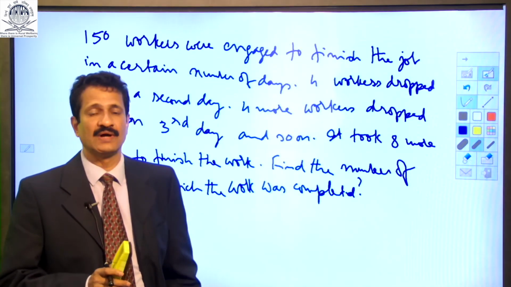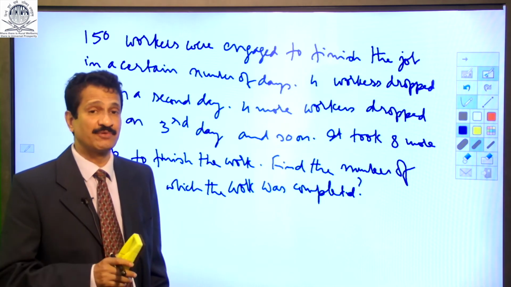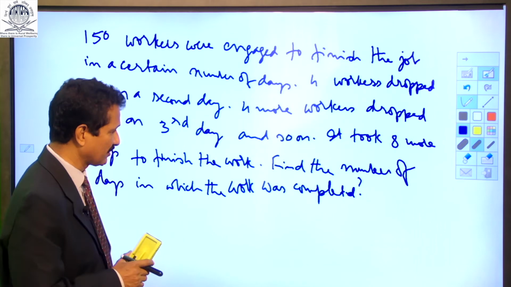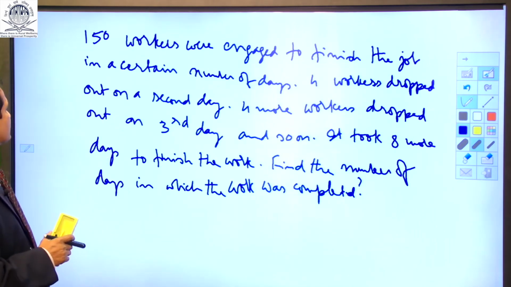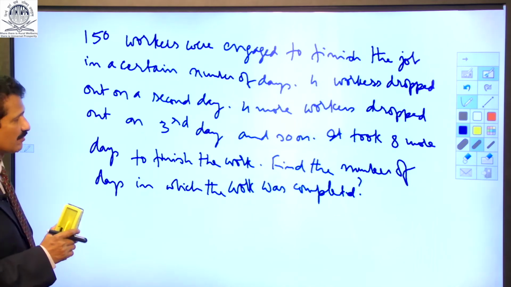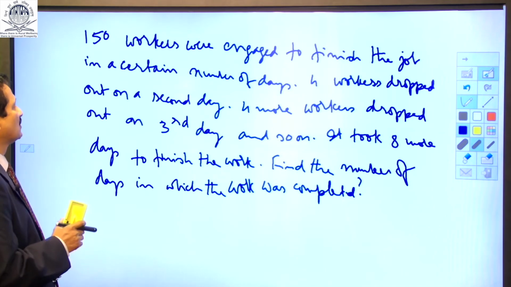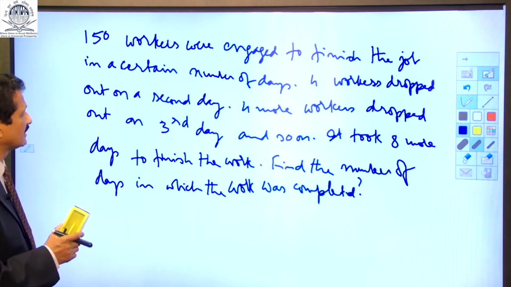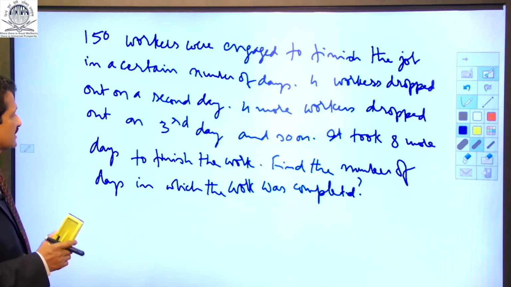Let us now move to another problem. Now we have to identify whether this problem is an arithmetic progression problem or a geometric progression problem. Let me read the problem for you. It starts like this. 150 workers were engaged to finish the job in a certain number of days. 4 workers dropped out on the second day. 4 more workers dropped out on the third day, and so on. It took 8 more days to finish the work.